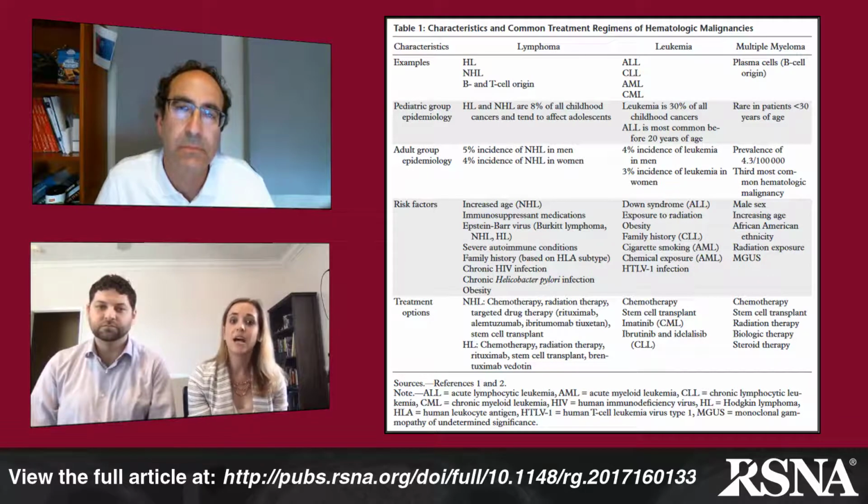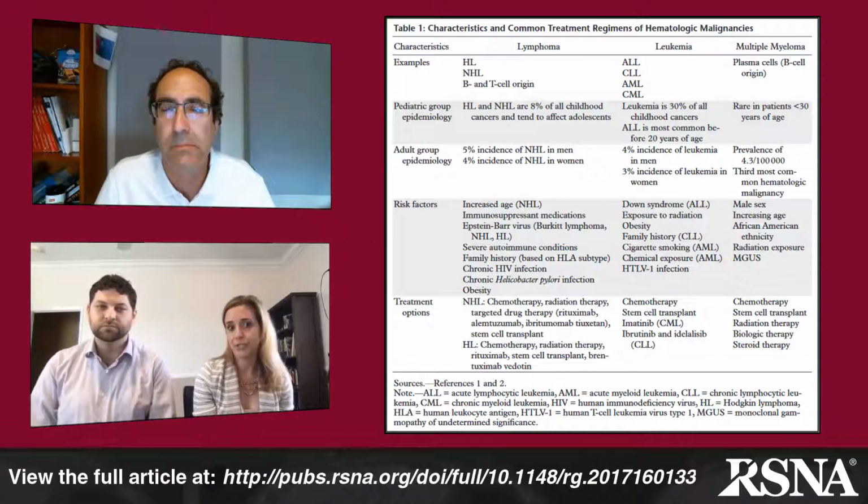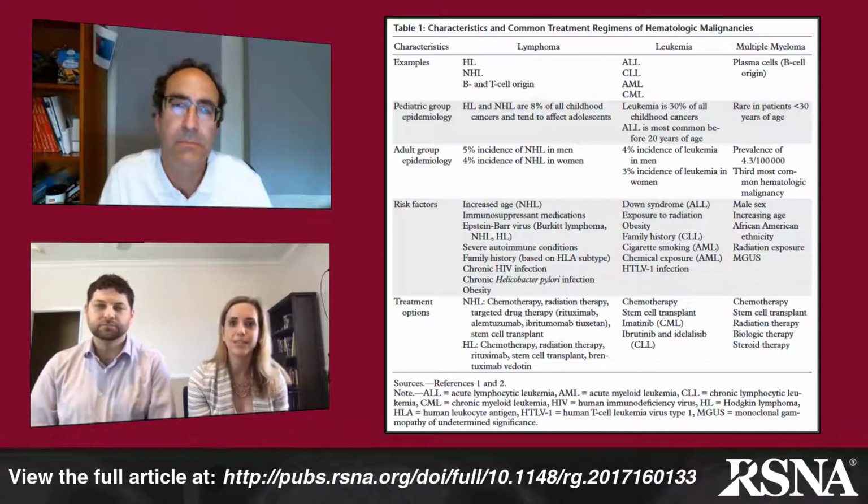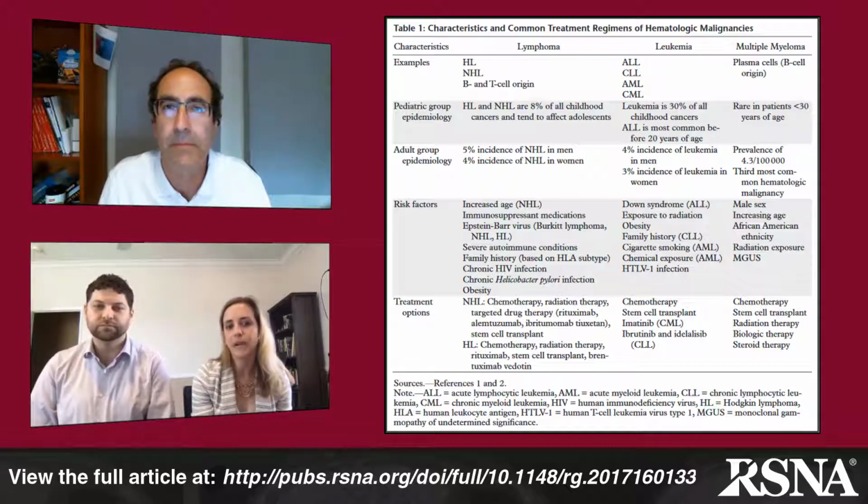Leukemia represents 30% of all childhood cancers. There's a 3 to 4% incidence rate of leukemia in adult patients. Risk factors for leukemia include Down syndrome, exposure to radiation, obesity, family history, cigarette smoking, chemical exposure, and exposure to oncoviruses such as human T-cell leukemia virus type 1. Treatment options for leukemia are chemotherapy and targeted biologic therapies.